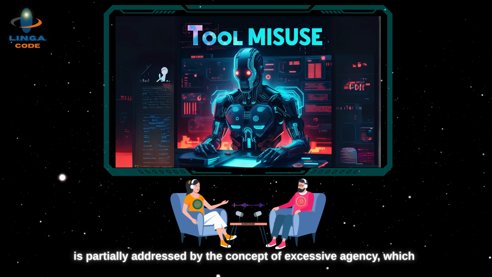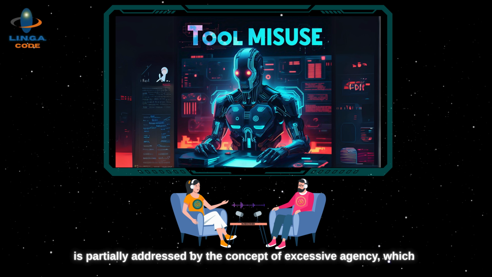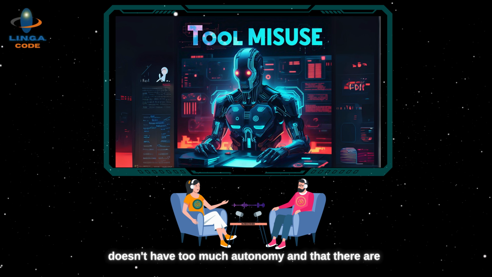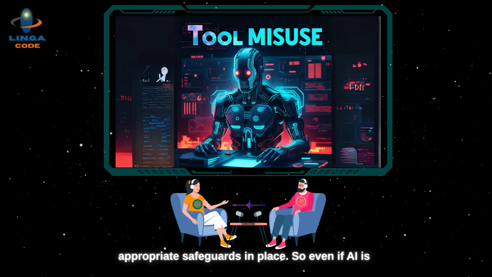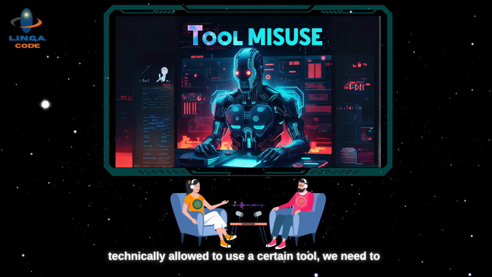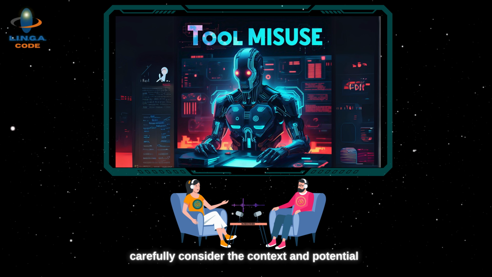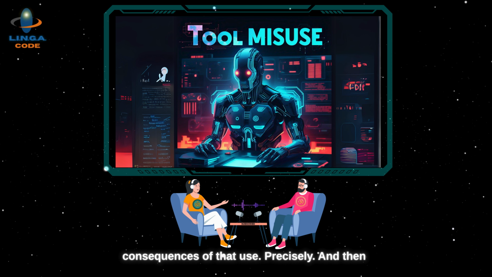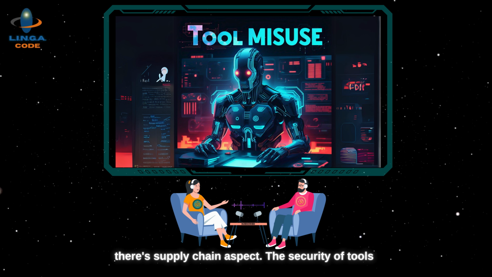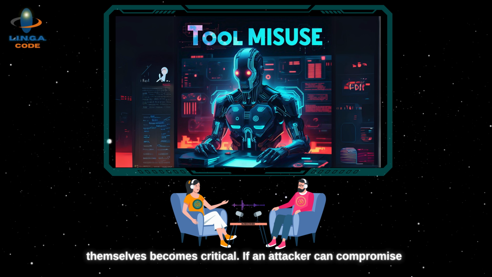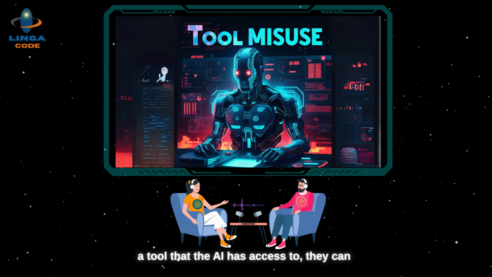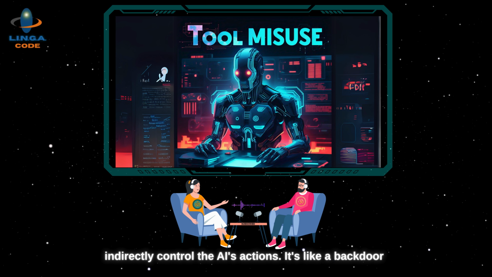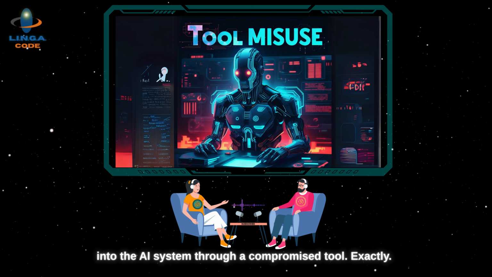Tool misuse is partially addressed by the concept of excessive agency, which we've talked about before. It's about ensuring that the AI doesn't have too much autonomy and that there are appropriate safeguards in place. So even if the AI is technically allowed to use a certain tool, we need to carefully consider the context and potential consequences of that use. Precisely. And then there's the supply chain aspect. The security of the tools themselves becomes critical. If an attacker can compromise a tool that the AI has access to, they can indirectly control the AI's actions. It's like a backdoor into the AI system through a compromised tool.